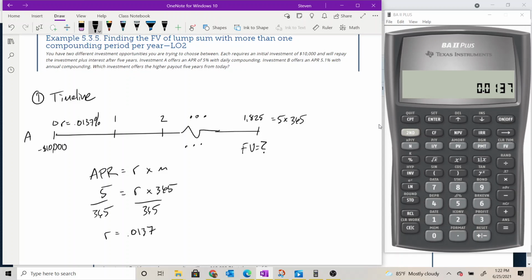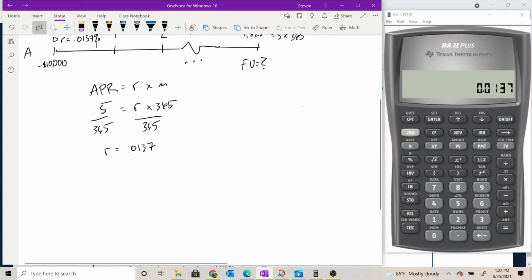All right, so step 2. Well, let's just go ahead and map out both of these investments, actually, since they're going to be the same type of cash flow. So investment B, then, is going to look pretty similar.